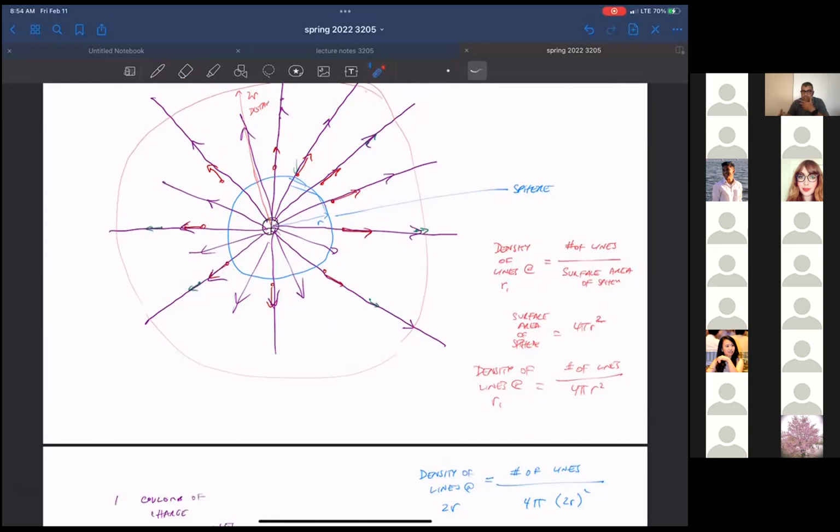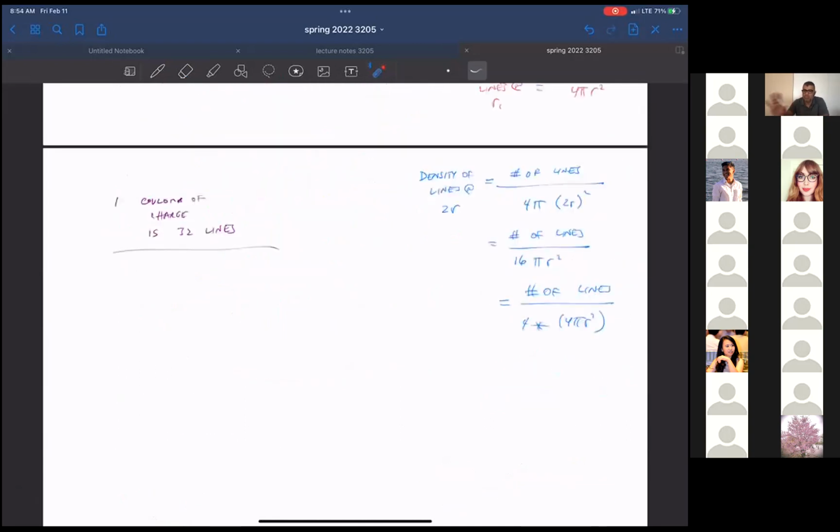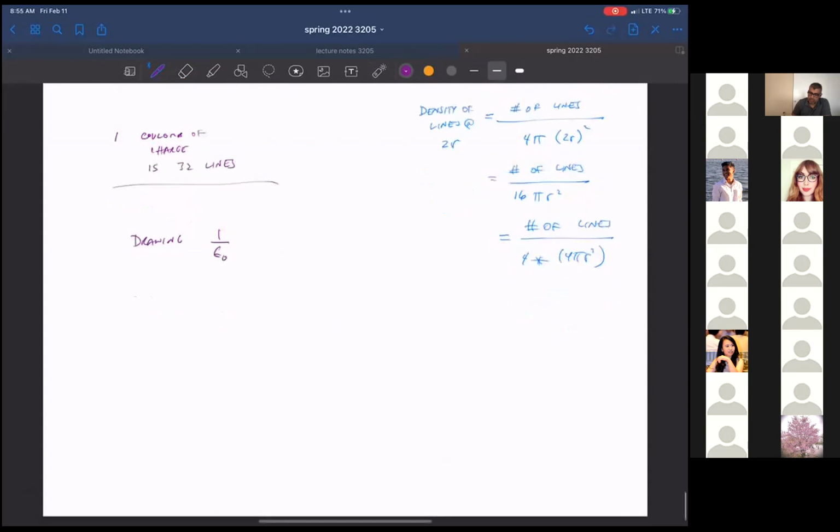Okay, so I could do that, but by convention, now this is gonna seem really weird. Just play along with me mathematically, okay? So by convention, as a convenience, you can think about drawing, you wouldn't draw this number, this is just a thought, 1 over epsilon naught lines per Coulomb of charge. And the reason for that is, this is a humongous number.